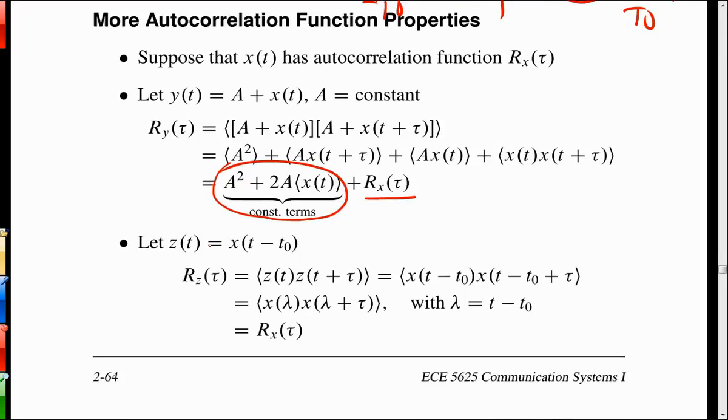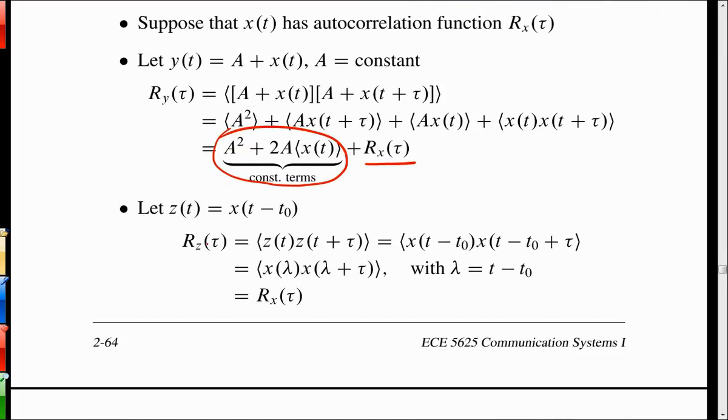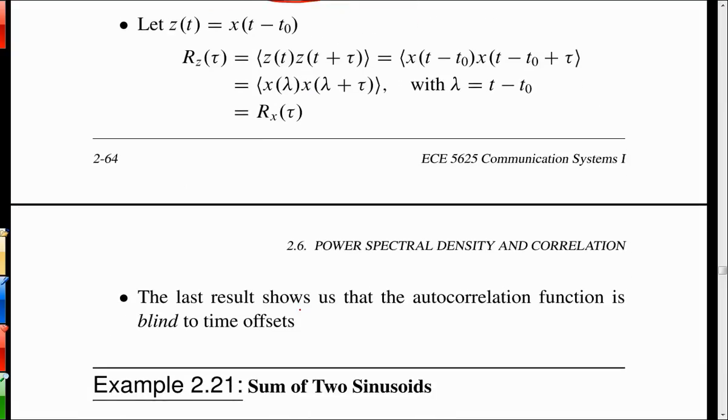Time shifting the waveform is even nicer still. It doesn't alter anything, because if you go through the math here with the time average and then do a change of variables in here, you see that they're equal. And this is a property that's called being blind to time offsets. And it's not really all that surprising. It just says that the autocorrelation function can't show you the absolute time.